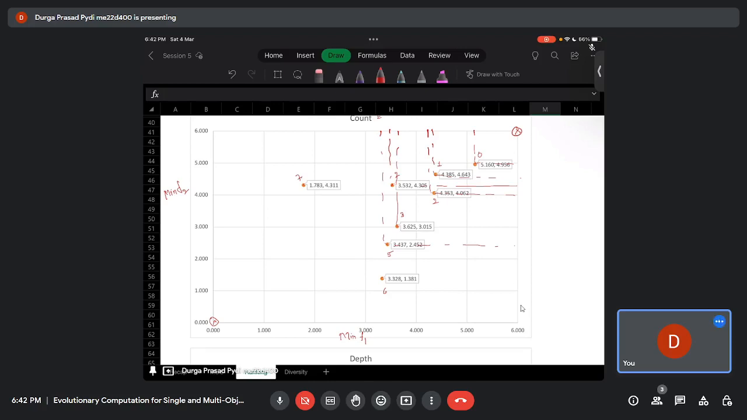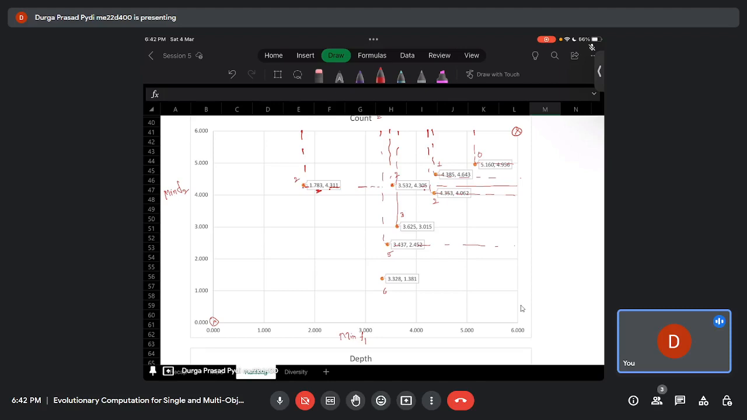Now one second, sorry, this particular point, 1.783 and 4.311, 4.334, this will be above. So it will dominate only 2 of them. It is not 7, sorry. The dominance count of it is 2.